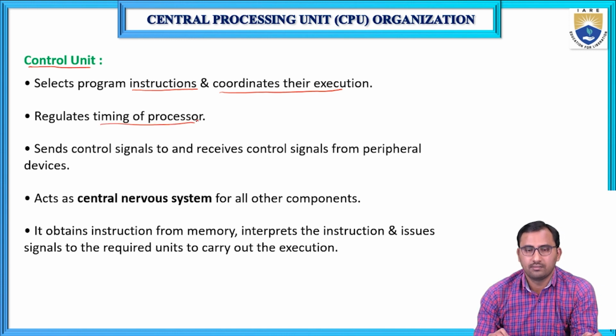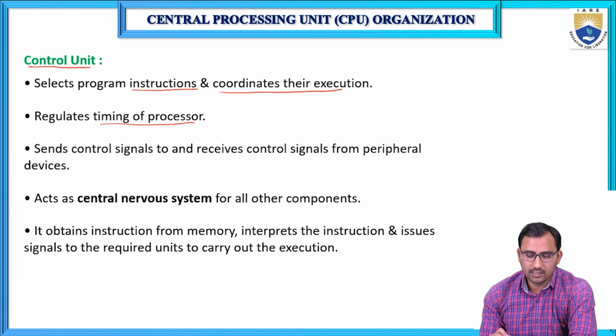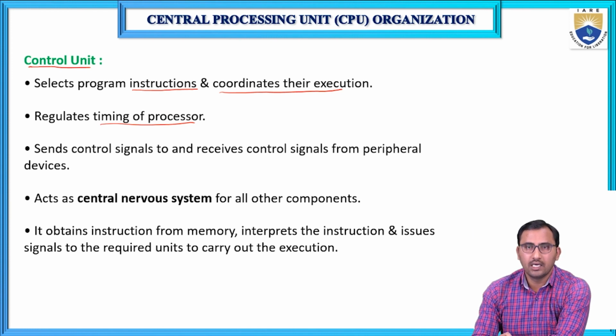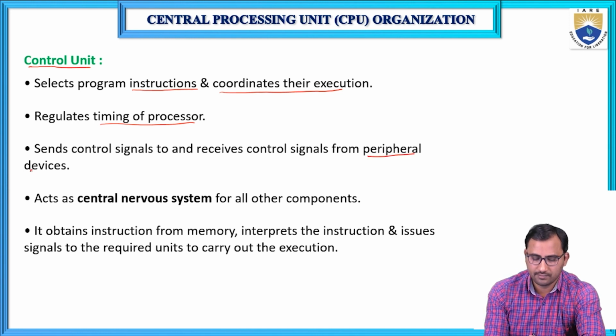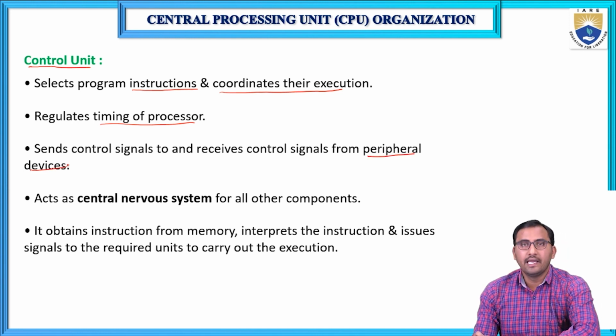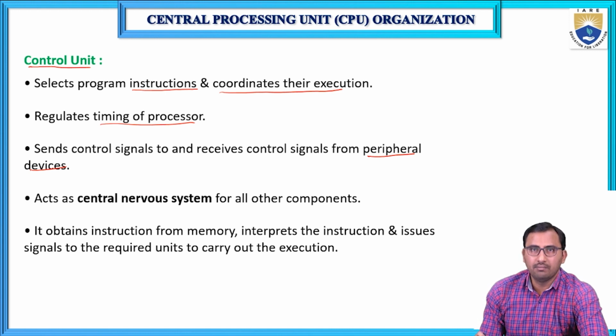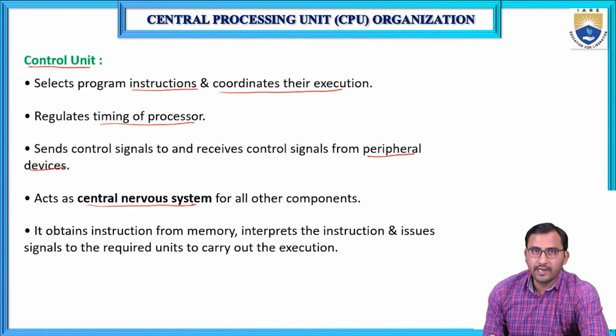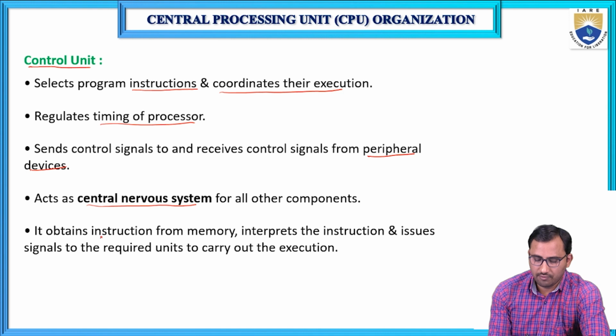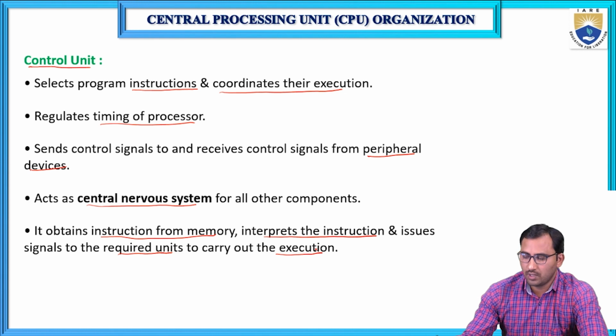the processor, and it sends control signals to and receives control signals from peripheral devices, and it acts as the central nervous system for all other components. It obtains instructions from memory, interprets the instruction, and issues the signals to the required unit to carry out the execution. So this is the control unit.